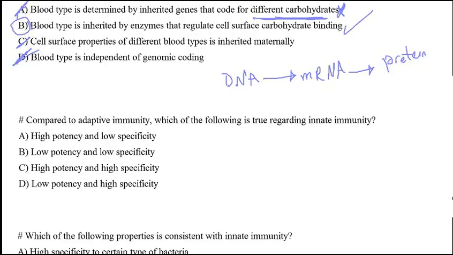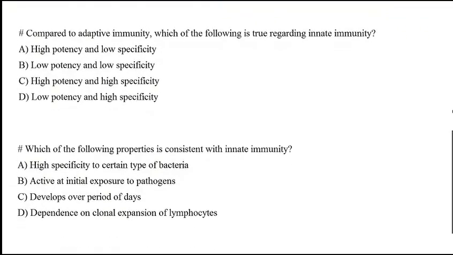Compared to adaptive immunity, which of the following is true regarding innate immunity? We just discussed how adaptive immunity could be slower, but then it mounts a more specific, more potent attack. Innate immunity, by comparison, has low potency and low specificity. If we were talking about adaptive immunity, choice C would have been correct.